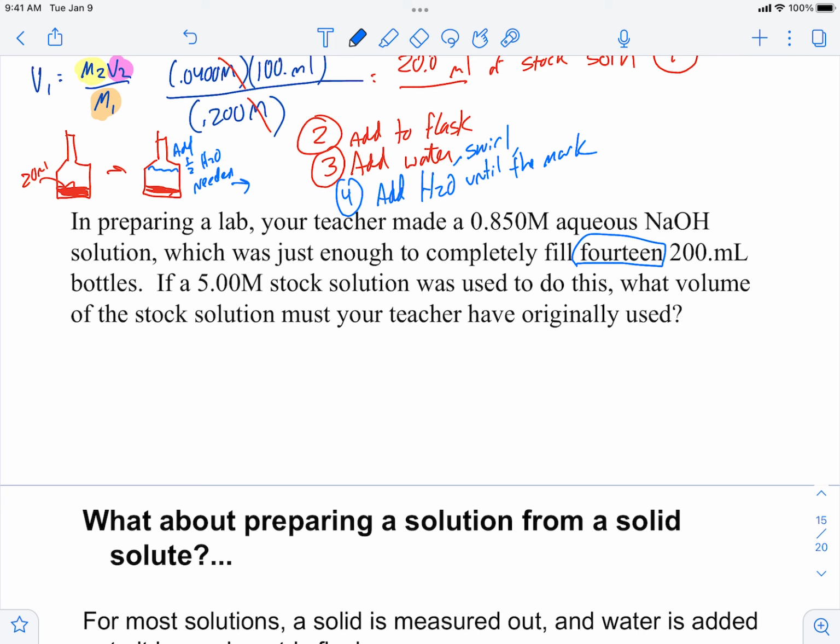What do you guys think? How much of the stock solution are we going to need? I'm trying to make 14 200 milliliter bottles, all of them with a molarity of 0.85. Anyone?